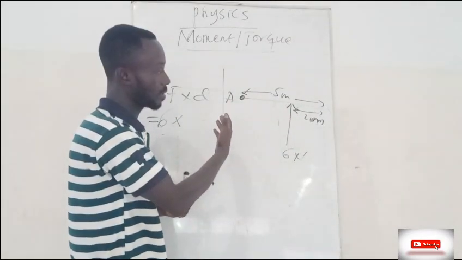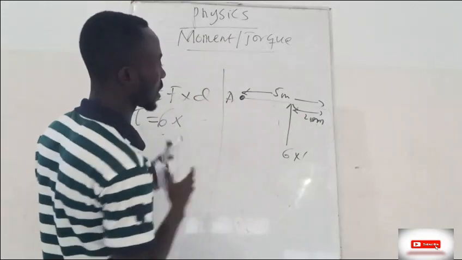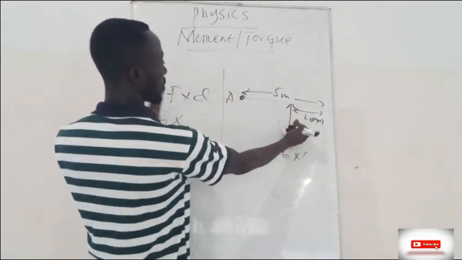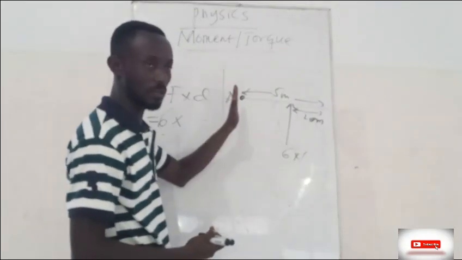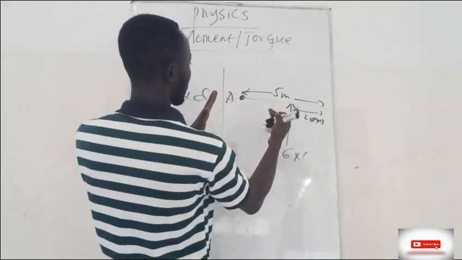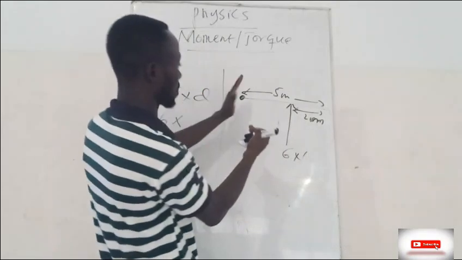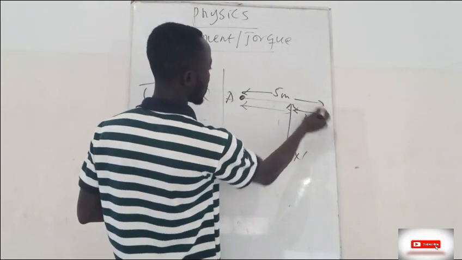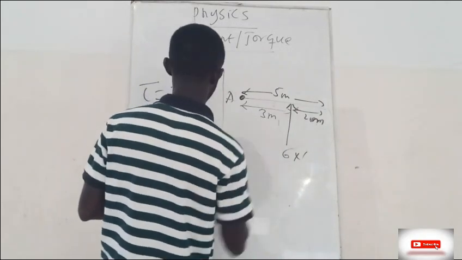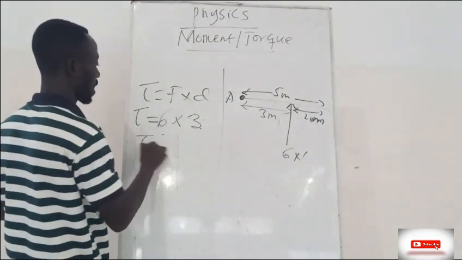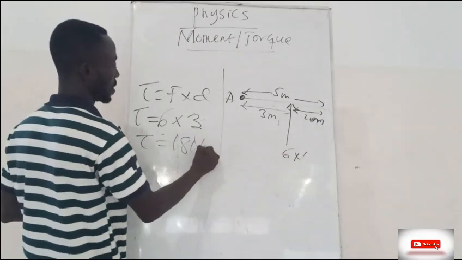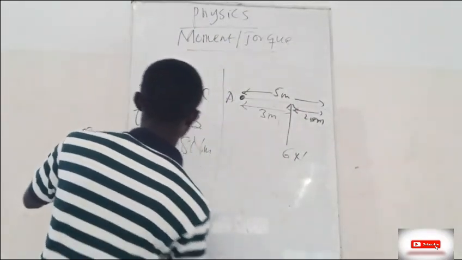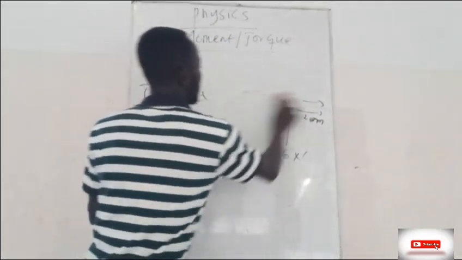You must understand that the perpendicular displacement is determined by measuring the length between where the force is applied to the axis of rotation. So the length from where I apply my force to the axis of rotation will be, if the whole of this is 5 and from here to here is 2, then here will be 3 meters. So 6 times 3, and that will give me 18 Newton meters. 18 Newton meters. Let's take this example too.